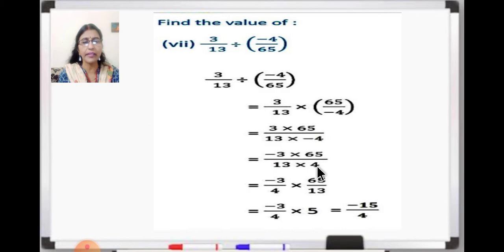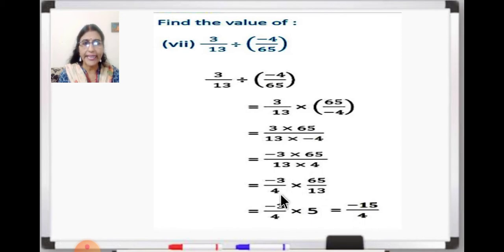If you want, you can rearrange or you can reduce here also. You can reduce here, 13 5s are 65. Or you can rearrange in this way. Whichever way you find easier, you will do. So you can reduce here 13 5s are 65. Then see, you will get the same answer. 3 5s are 15 upon 4. See, answer is minus 15 upon 4.